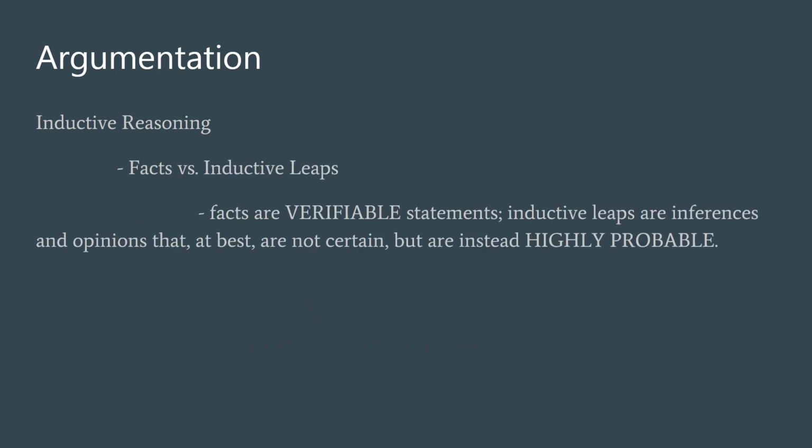Now, facts are verifiable statements, and this is the difficulty with a novice writer, is that it becomes difficult. And I'll be frank with you, I have made this mistake recently. Making the mistake of mistaking a fact for an inductive leap. A fact is a verifiable statement. If I open to page 37 in this book, this character will pull out a gun. This is something that happens. There's no arguing it. There's no point in really talking much about it. An inductive leap is an inference and an opinion that you make, which is not certain, but it is instead highly probable.